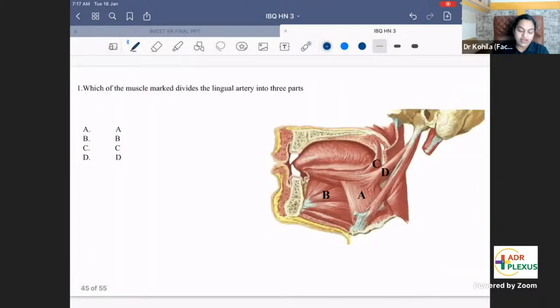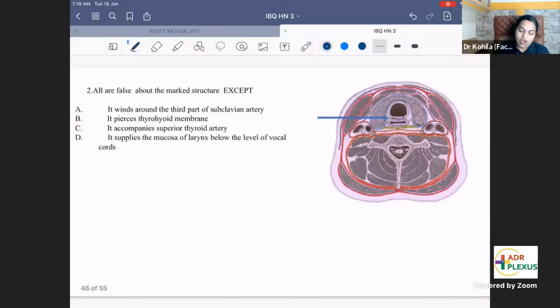Okay, ready on your buzzer? Can you tell me which of the muscle marked divides the lingual artery into 3 parts? Yes, hyoglossus. Okay, we have done enough discussion on this. All are false about the marked structure except... what is the marked structure?